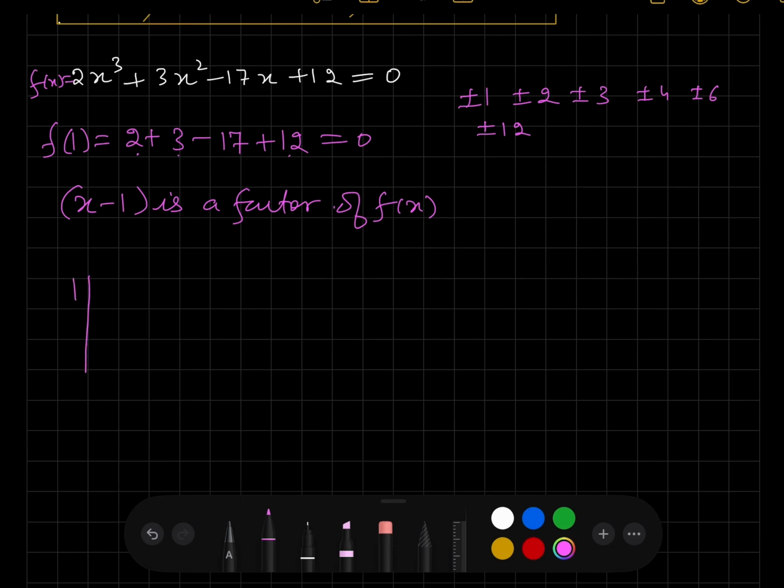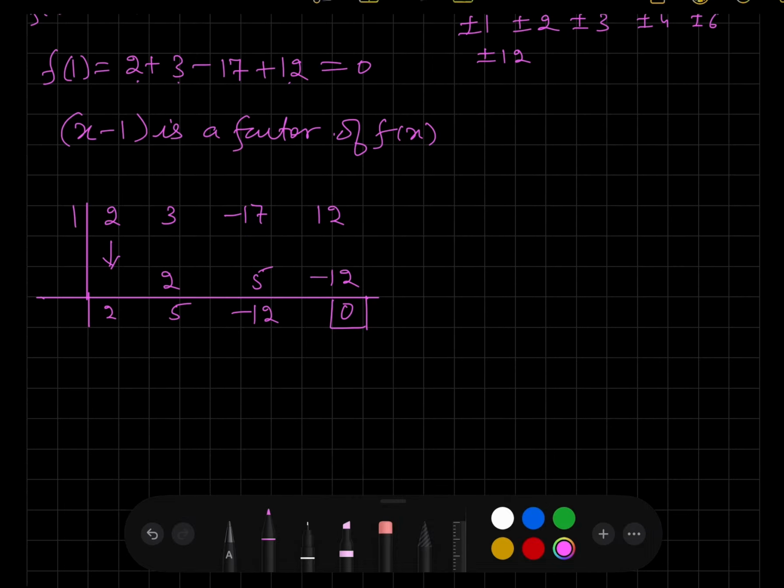Let us write here 1, and the coefficients 2, x squared coefficient is 3, x coefficient is negative 17, and this 12. I can take down this 2 as it is, and 1 times 2 is 2, 3 plus 2 is 5, 1 times 5 is 5, negative 17 plus 5 is negative 12, 1 times negative 12 is negative 12, 12 minus 12 is 0. So our quotient is 2x squared plus 5x minus 12.